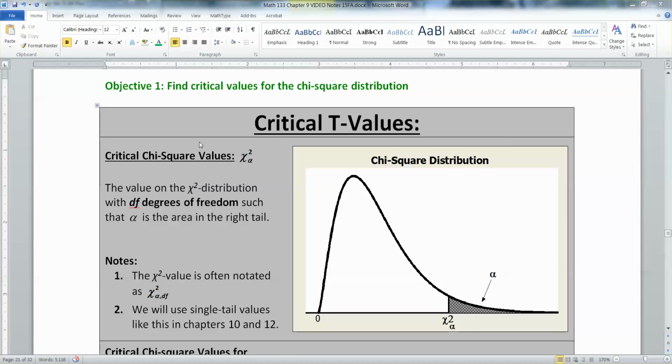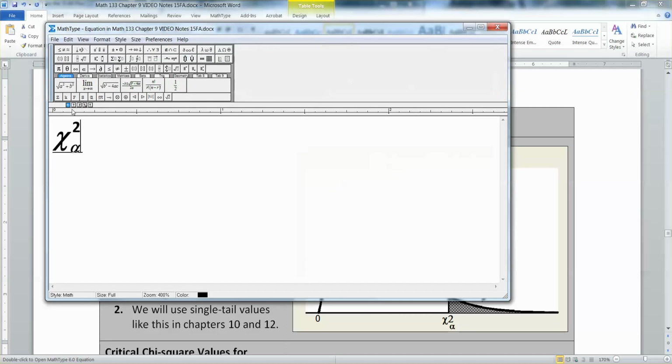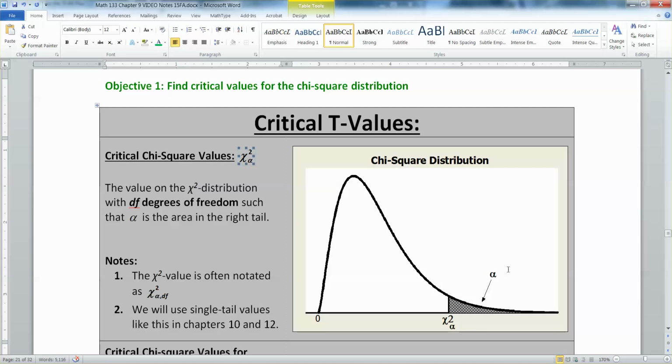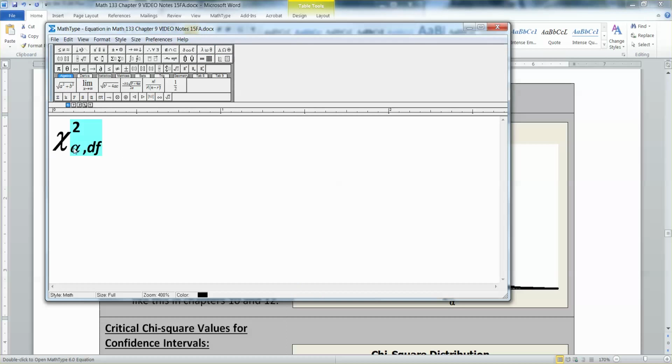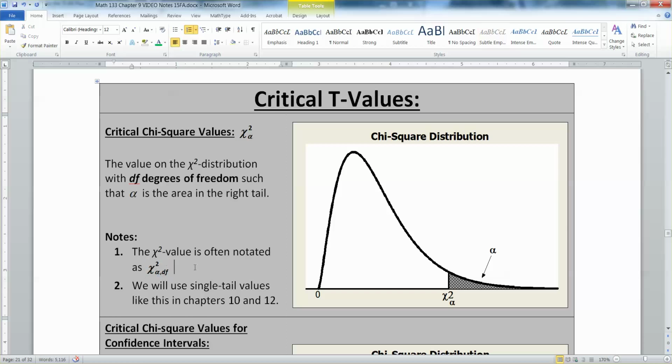So the notation for chi-square critical values is chi squared, because it's still got to be squared, but with a little alpha with it. And the alpha is the area in the right tail by definition, just like it was for the t's and the z's. Quite frankly, we often notate it with an extra little thing down there, namely the degrees of freedom. So we'll put a little comma and then put the degrees of freedom after it because there are infinitely many curves, so it pays to know which curve we were talking about.